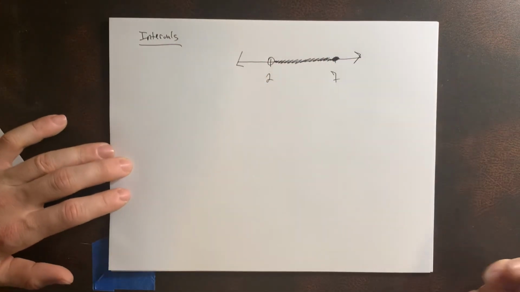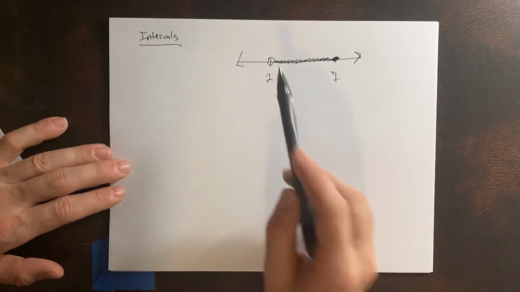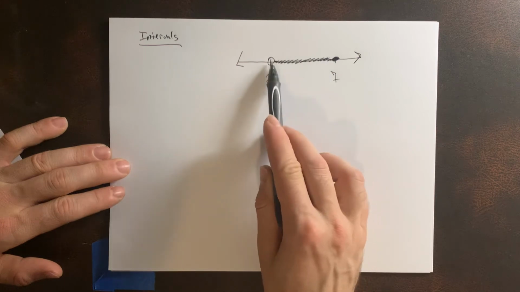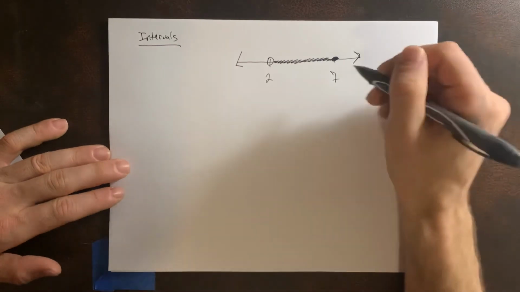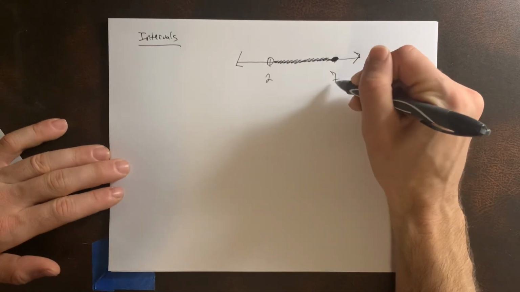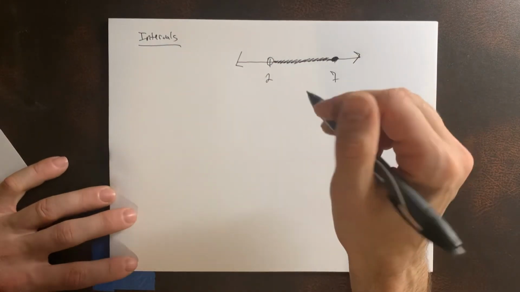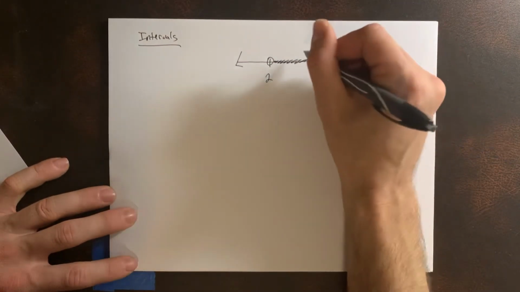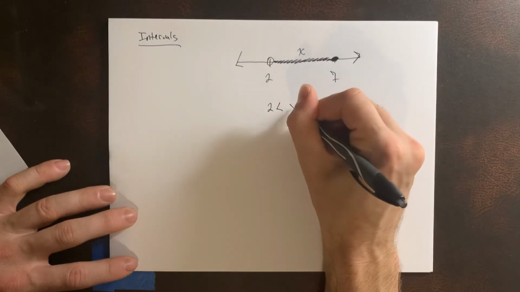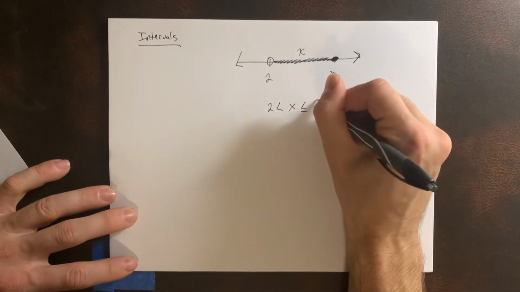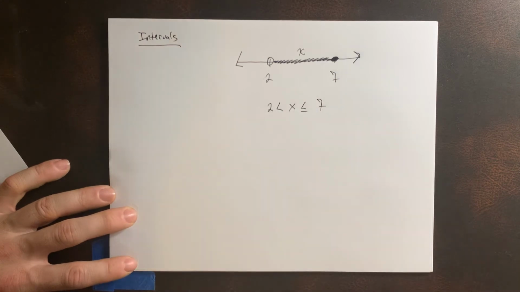So what we just shaded was an interval. We shaded everything from 2 into 7. But what this circle means is 2 is not included inside of this interval. So it's just all the numbers that are bigger than 2, but once you get to 2, you don't include it. What this closed circle means is you do include the 7. So let's call all these numbers x. All these x's have to be bigger than 2, but less than or equal to 7. So any number strictly bigger than 2, but less than or equal to 7.